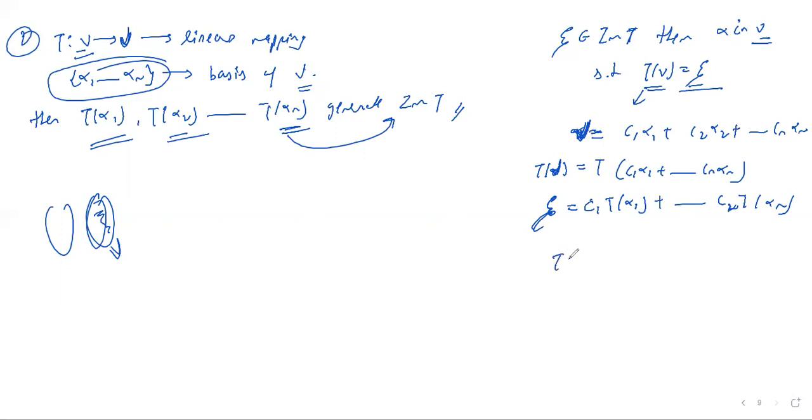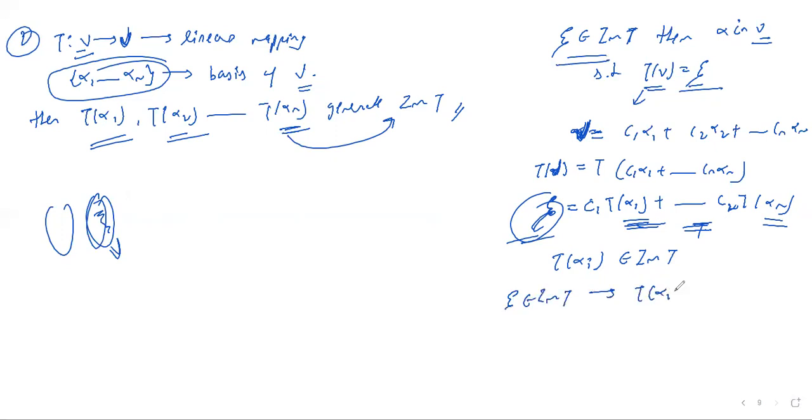Now from here you can see that T of alpha i belongs to the image of T, and it follows that every image vector is generated by T of alpha 1, T of alpha 2 to T of alpha n. We are taking every image vector, so every image vector E which belongs to the image of T is generated by T of alpha 1, alpha 2 to alpha n. I think you got it.